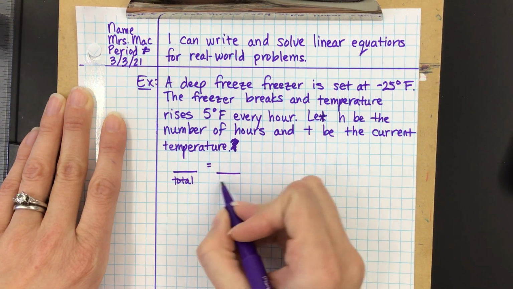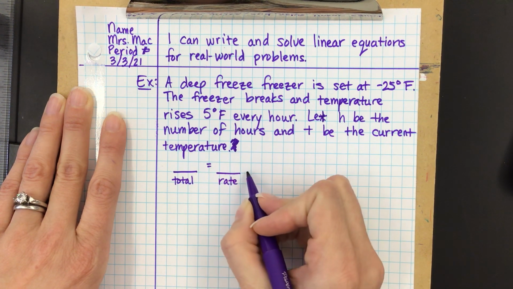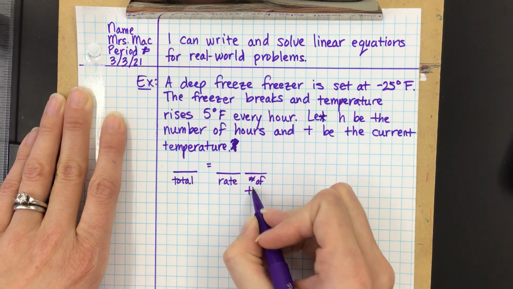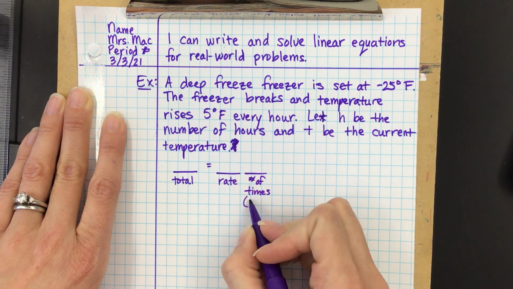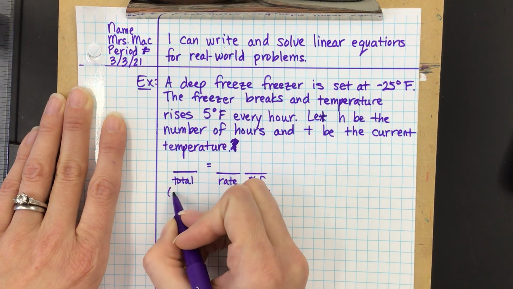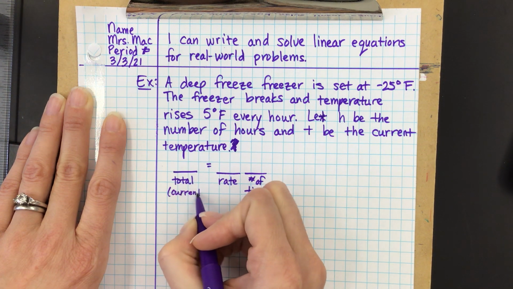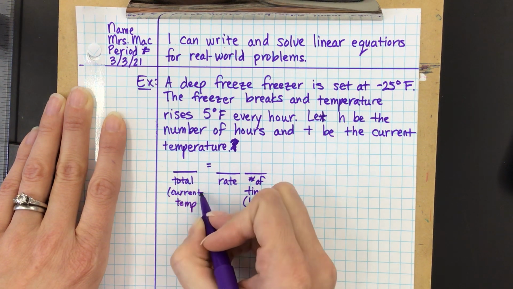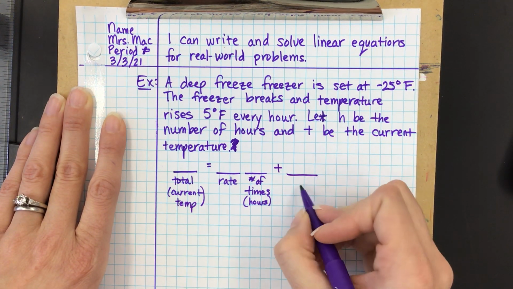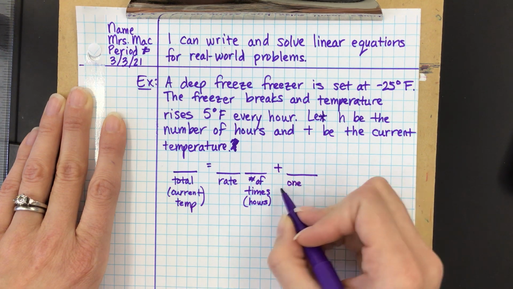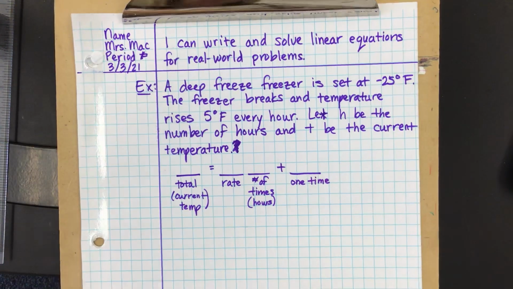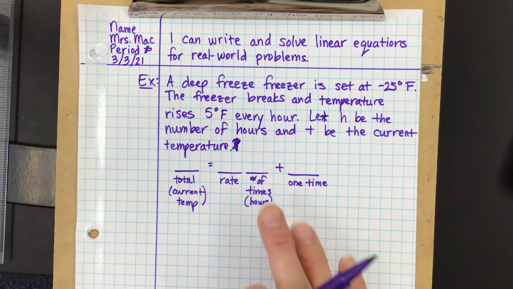Okay, so we have a total, or in this case it's going to be our current temperature. We have our rate times the number of times. In this case it's hours, so I'm going to put hours down here, number of hours. In this case, it's current temperature for the total. And then plus your one-time thing, your starting place or initial fee or whatever it is.